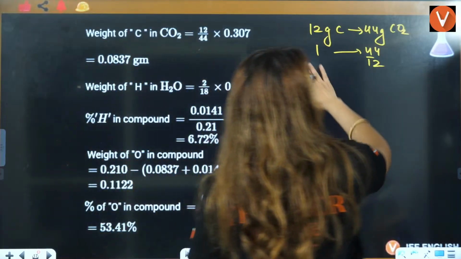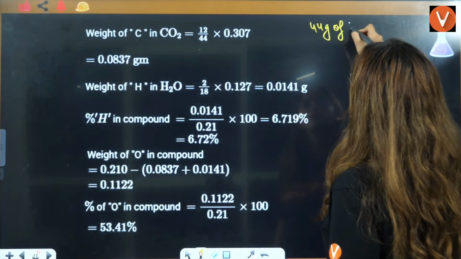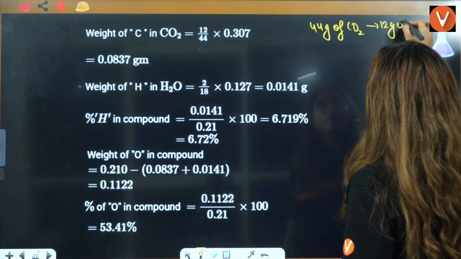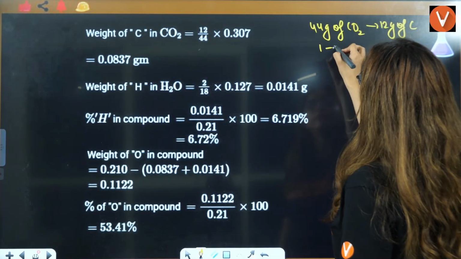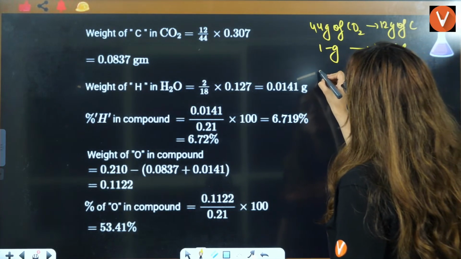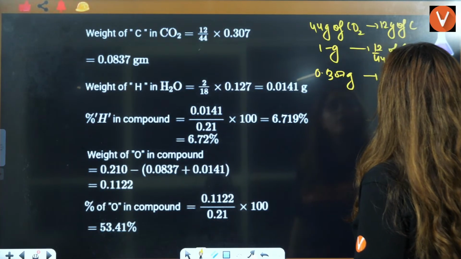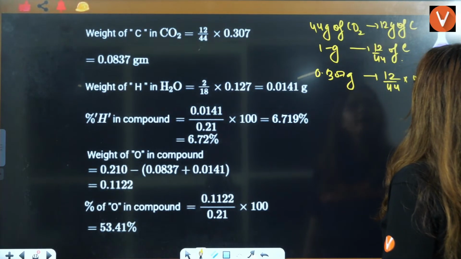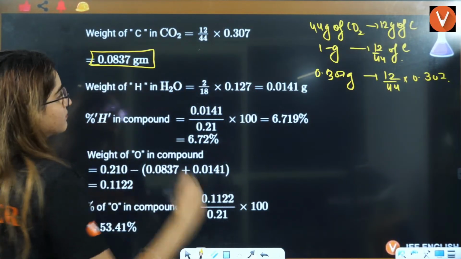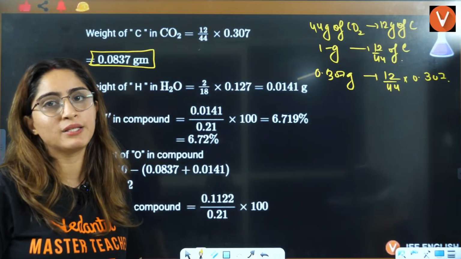Achha, CO2 is given to you. Then we will do it a different way. We'll say that 44 gram of CO2 has 12 gram of carbon. 1 gram will have 12 by 44 of carbon. Now, 0.307 gram will have 12 by 44 multiplied by 0.307. And that's how you will get the weight of carbon, right? That the weight of carbon in this much amount of CO2 will be this much.